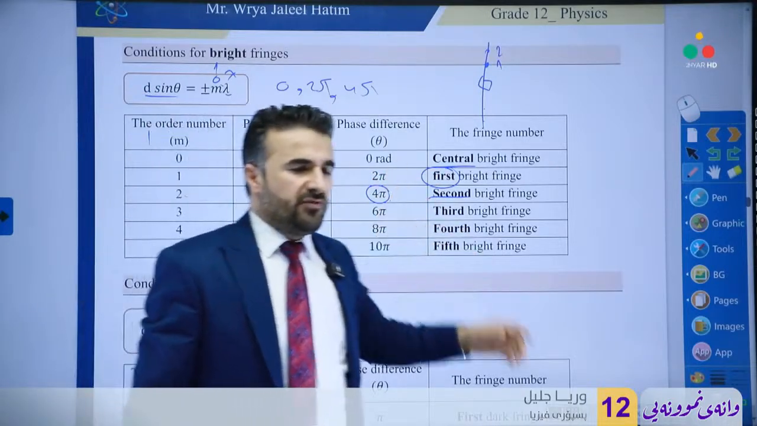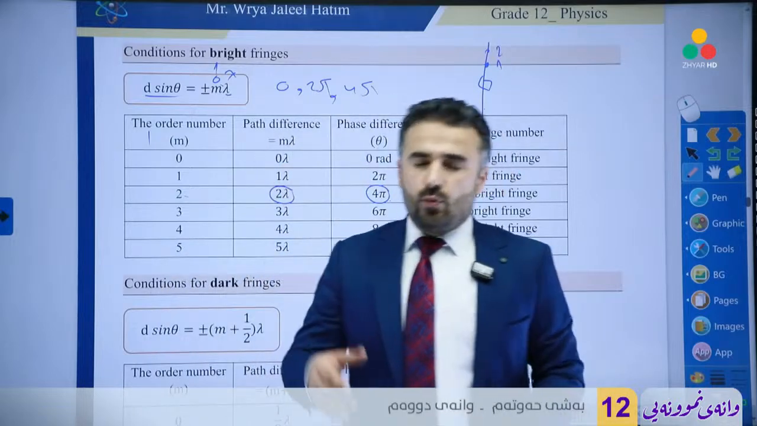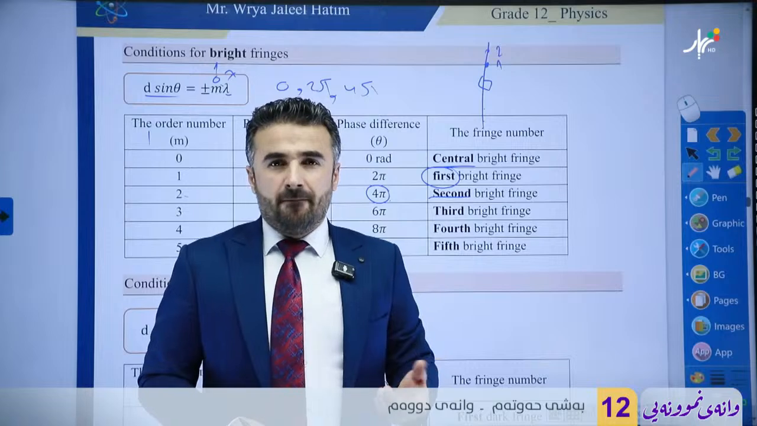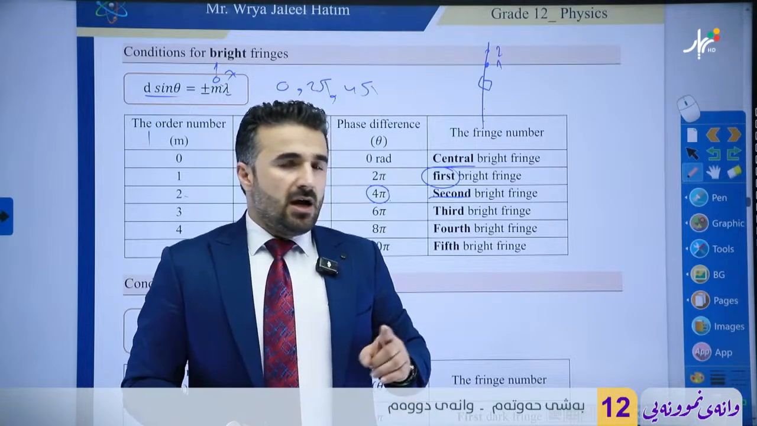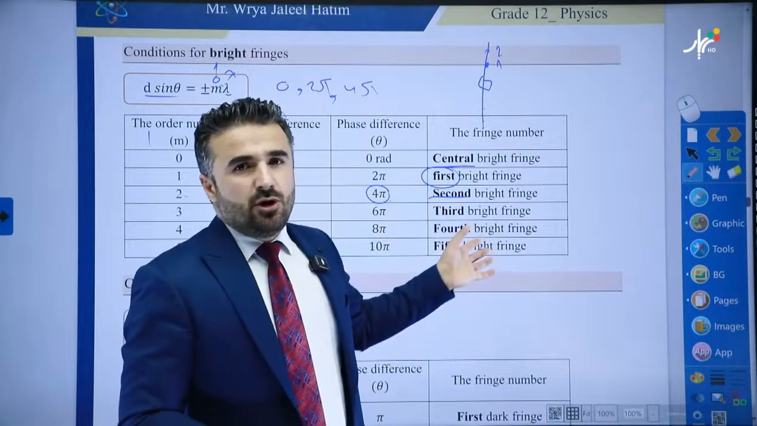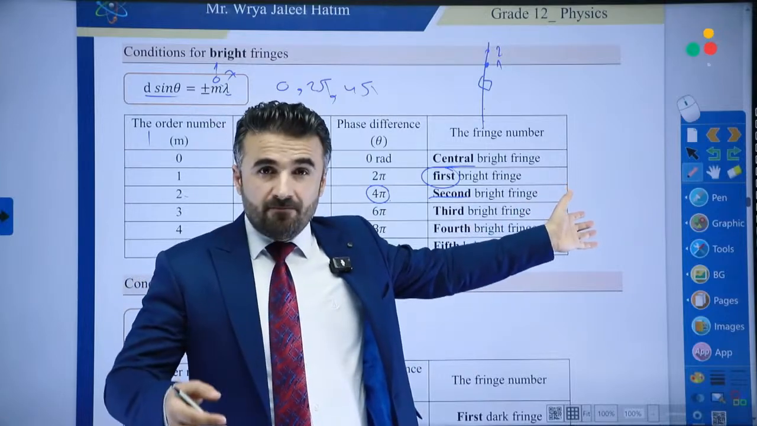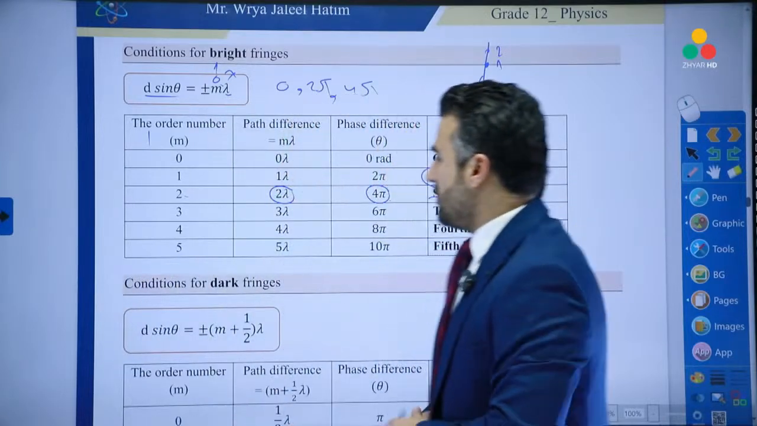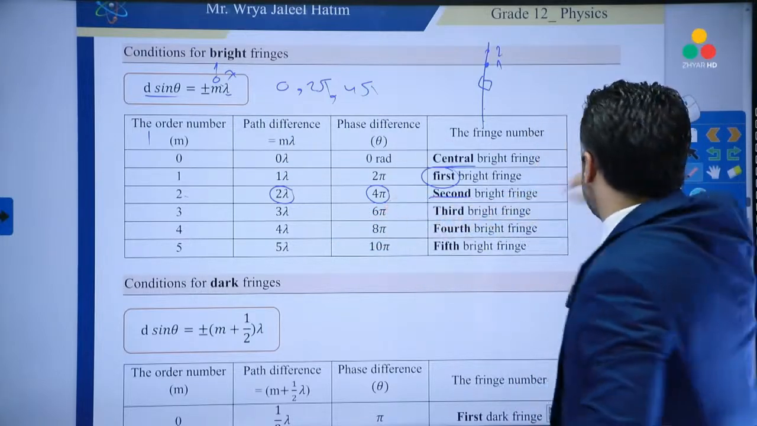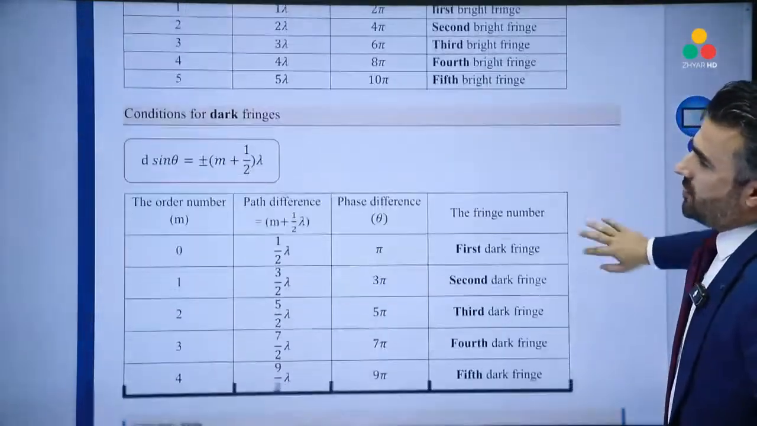So it's very important. What if I tell you the phase difference between the two is 6 pi? What is the order number? Remember, each 2 pi is one wavelength. That means it is 3 lambda, which means it is the third bright fringe, correct? Very good. I hope you understood the idea, because understanding this could save you a lot of time. And of course, you can see the rest on the screen here.